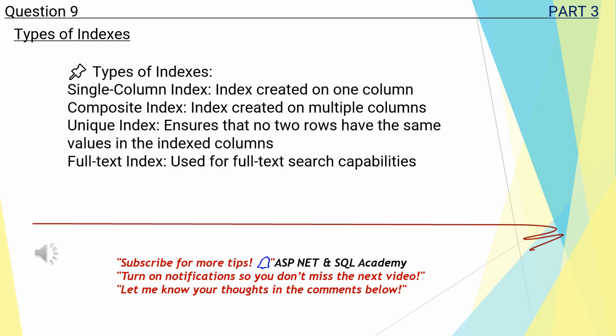There are several types of indexes in SQL. A single column index is created on one column, while a composite index involves multiple columns. A unique index ensures that values in the indexed columns are unique. Full text indexes are used for advanced text searching.